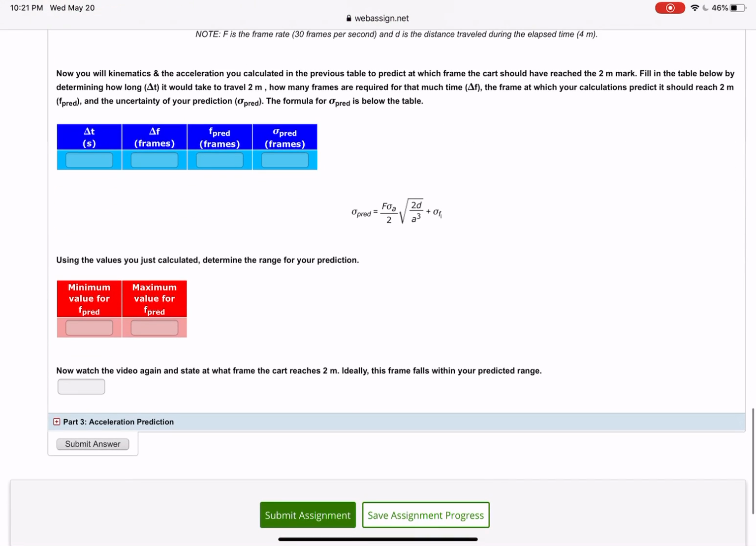And then you can calculate the minimum and maximum value for the predicted frame at which he'll get to 2 meters. And you're just doing that because, remember, uncertainty is always going to be a plus or minus. You know, I measure the distance as 10 meters plus or minus 2 centimeters. So use that plus or minus to figure out the max and min value.